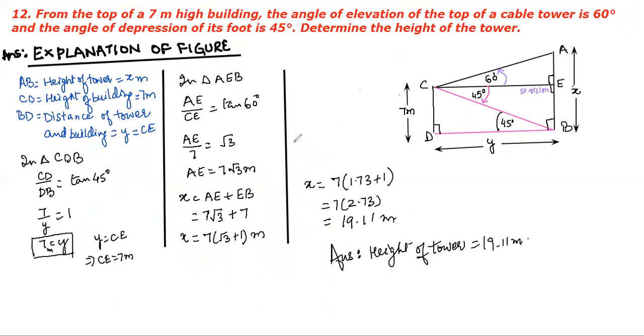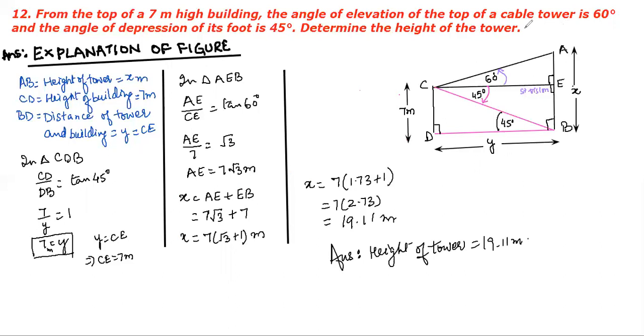Question number 12. From the top of a 7-meter high building, the angle of elevation of the top of a cable tower is 60 degrees and the angle of depression of its foot is 45 degrees. Determine the height of the tower. So this is a 7-meter high building and the angle of elevation of the top of the tower.